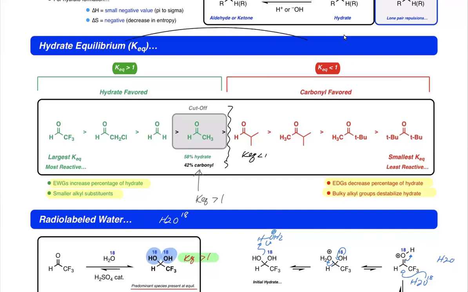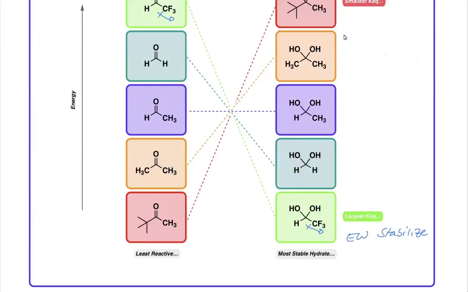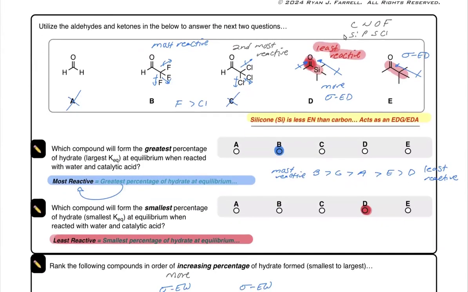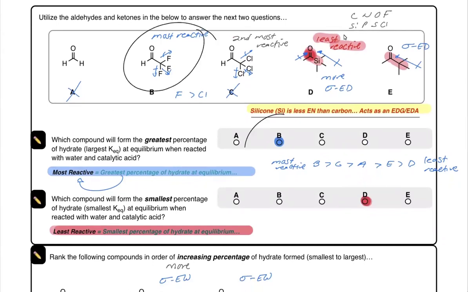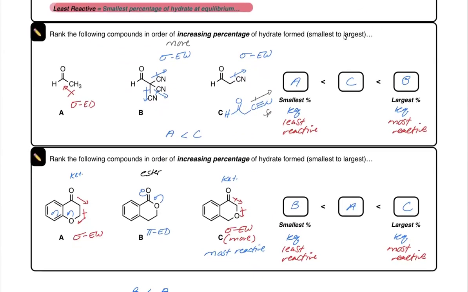I can't stress this enough, that visual is so important. Memorize this cutoff and understand that we looked at that trend, wherein the most reactive form the greatest percentage of hydrate at equilibrium, and the least reactive form the smallest percentage. Then we looked at two more examples of carbonyls and ranked those in reactivity. The most reactive formed the most hydrate at equilibrium, largest KEQ, and the least reactive generated the smallest percentage of hydrate at equilibrium, smallest KEQ.